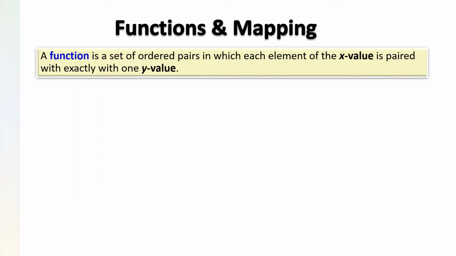Now let's talk about functions and mapping. A function is a set of ordered pairs in which each element of the x value is paired with exactly one y value. That's the math definition of it. To put it in plain English, you cannot have two or more of the same x values. Your y values can repeat themselves, but not your x values. So just look at it that way. You'll see what I mean.